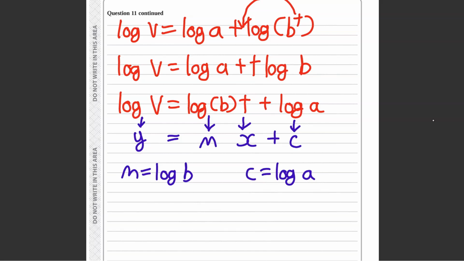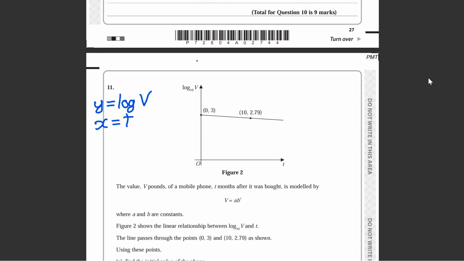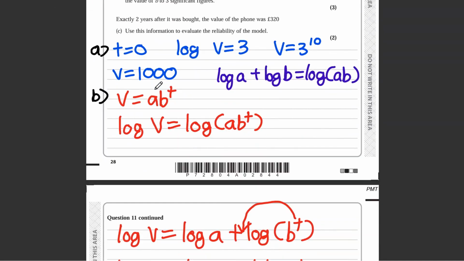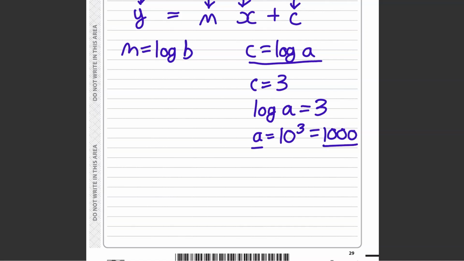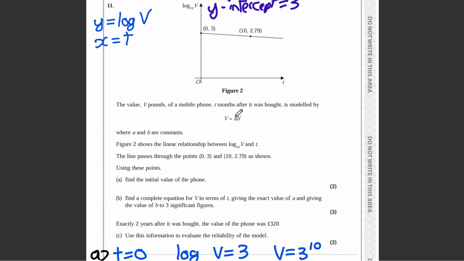So let's start with this here, that c is equal to log a, because this is easier. c is the y-intercept, and we can see that the y-intercept is here, this 0, 3 here. So the y-intercept is equal to 3, so c is equal to 3, so log of a is equal to 3. To make a the subject, again, it will be a is equal to 10 to the power of 3, which is equal to 1,000. So a is equal to 1,000. So we found the value of the constant a.